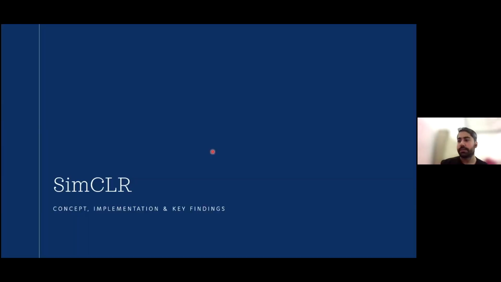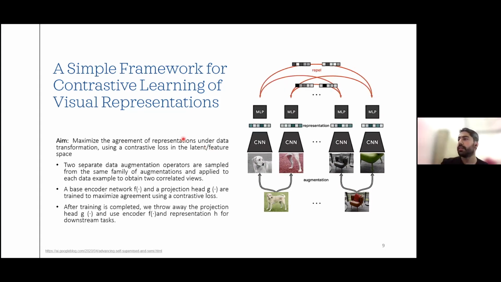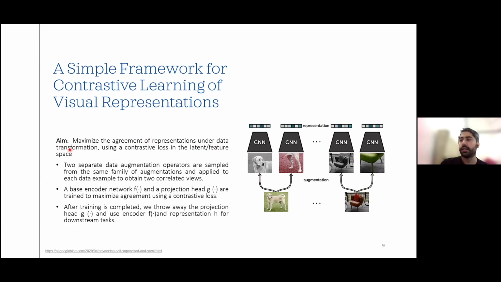Okay, so what is SimCLR? The concept, implementation, and the key findings. So as I introduced before, the main aim of contrastive learning is to maximize the agreement of representation under data transformation using contrastive loss in latent or feature space.